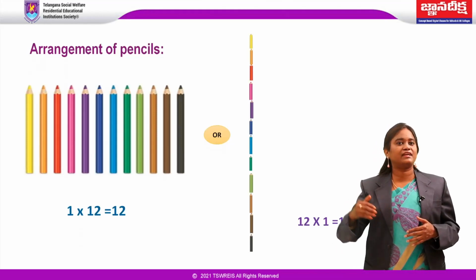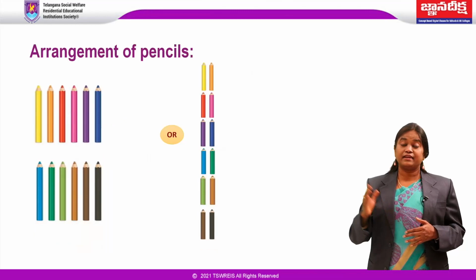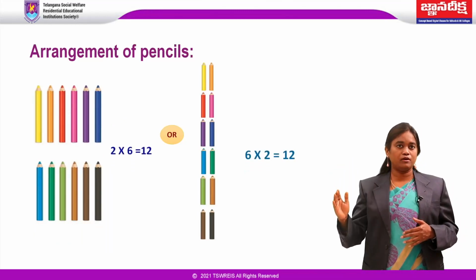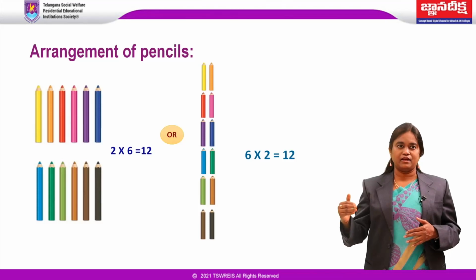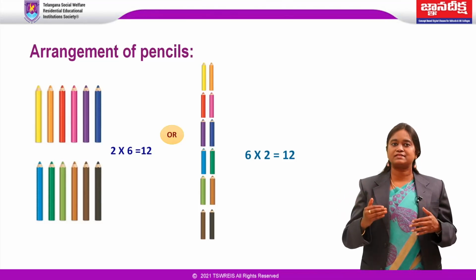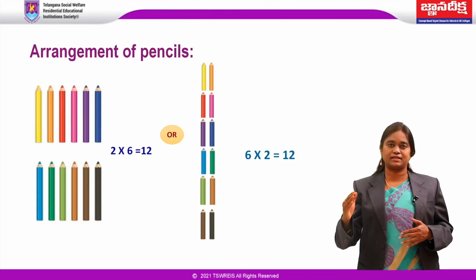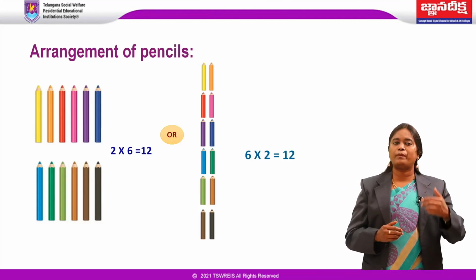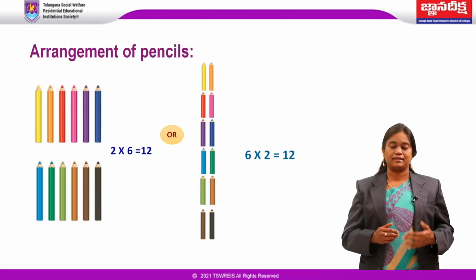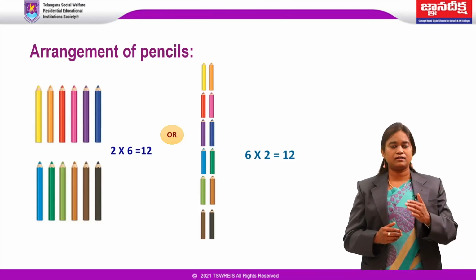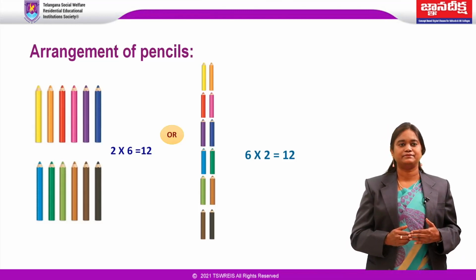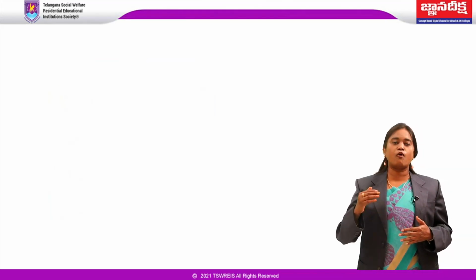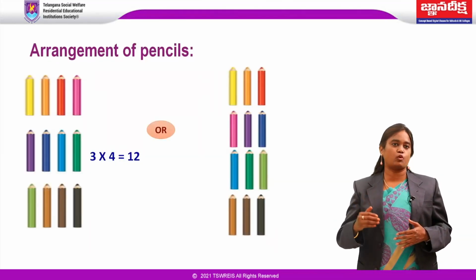Next, she arranged like this. Here, the number of rows is 2. In each row, 6 pencils are there. So, the number of pencils is 2 into 6 is equal to 12. Or 2 pencils in 6 rows. That is, 6 2s are 12. Later, she arranged 4 pencils in each row.